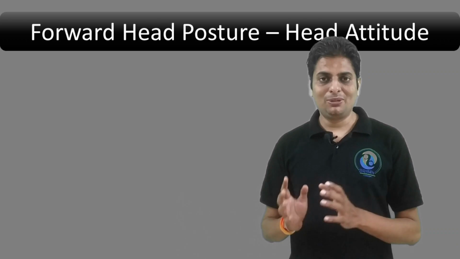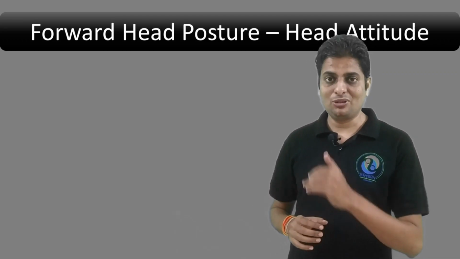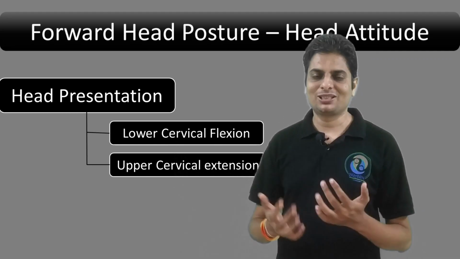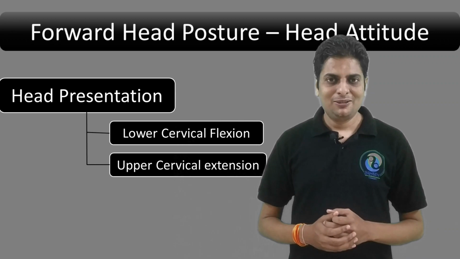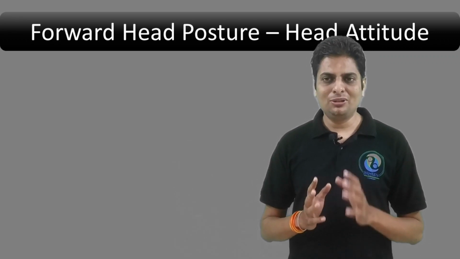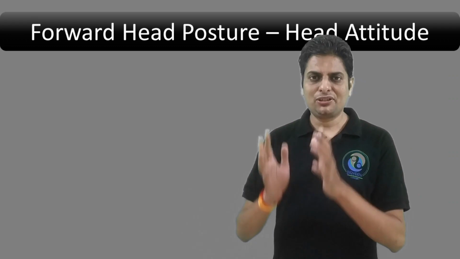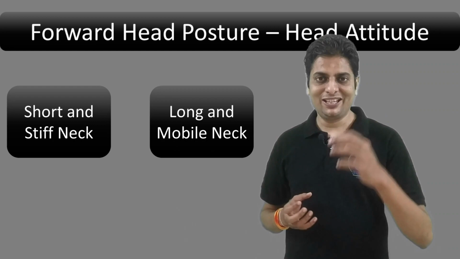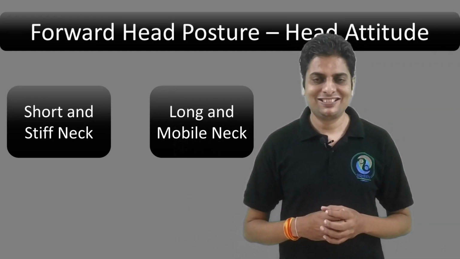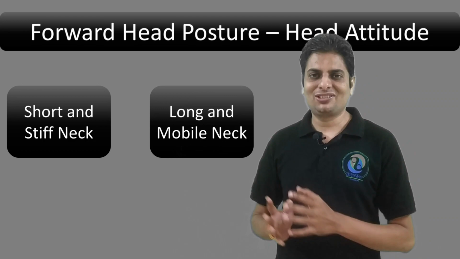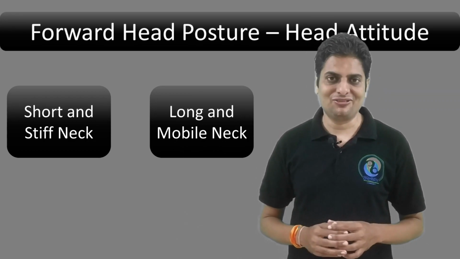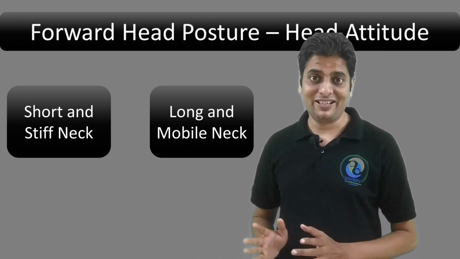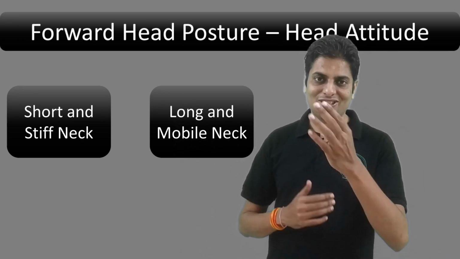As we are already familiar, head presentation comprises two things, that is upper cervical extension and lower cervical flexion. But did you notice when observing a patient with forward head posture that a few have a very long, mobile neck, and on the opposite side a few have a very short and stiff neck. Definitely both have forward head, but why these variations?